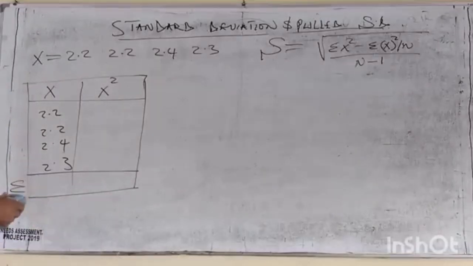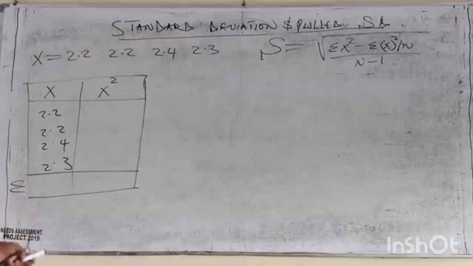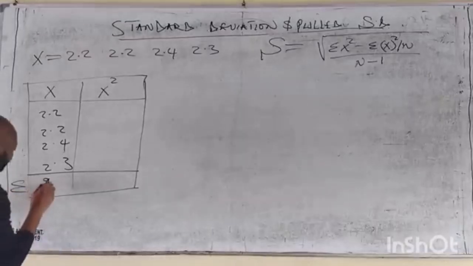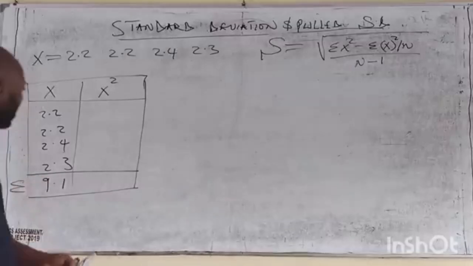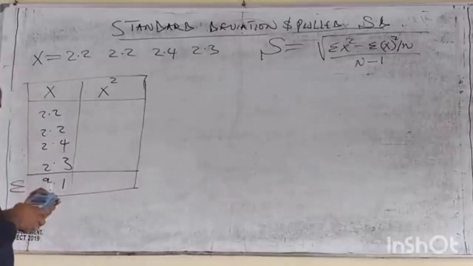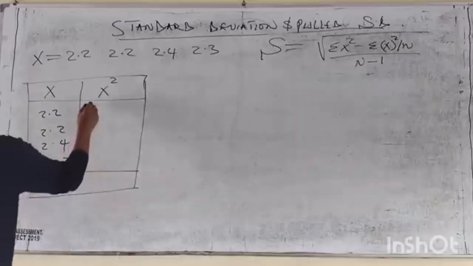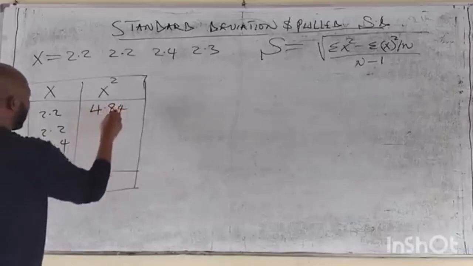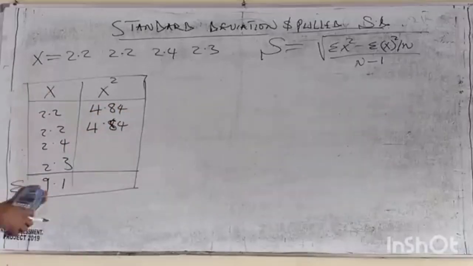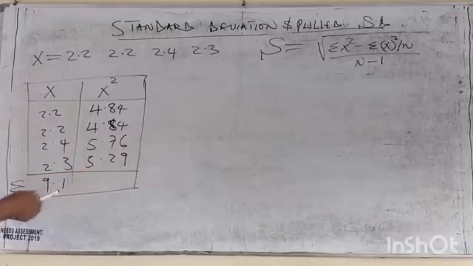Let me start with this: 2.2 plus 2.2 plus 2.4 plus 2.3. This is 9.1. So I have my 9.1. So square them all. 2.2 squared, I have 4.84. So I have to sum them up.